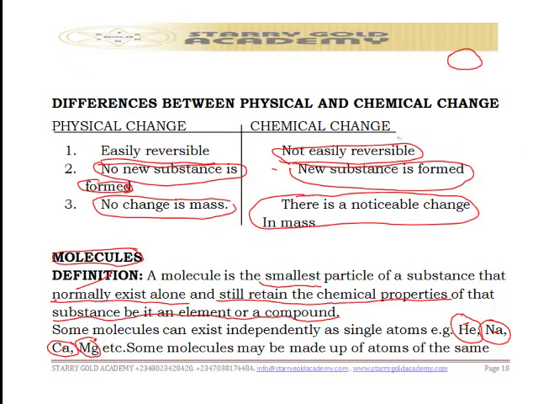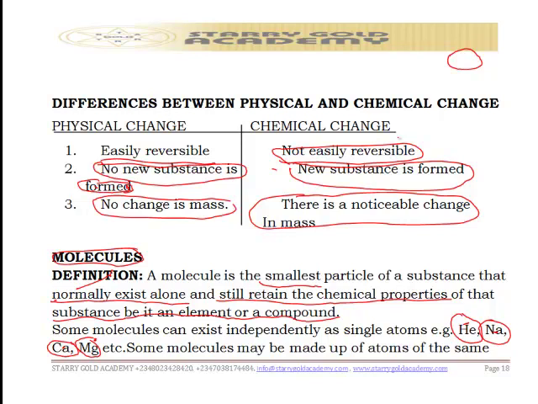Now, let's talk about the differences between the physical and chemical change. There we highlighted three differences. We also talked lastly about molecules, and the definition of a molecule. We said a molecule is the smallest particle of a substance that normally exists alone and still retains the chemical properties of that substance, be it an element or a compound.